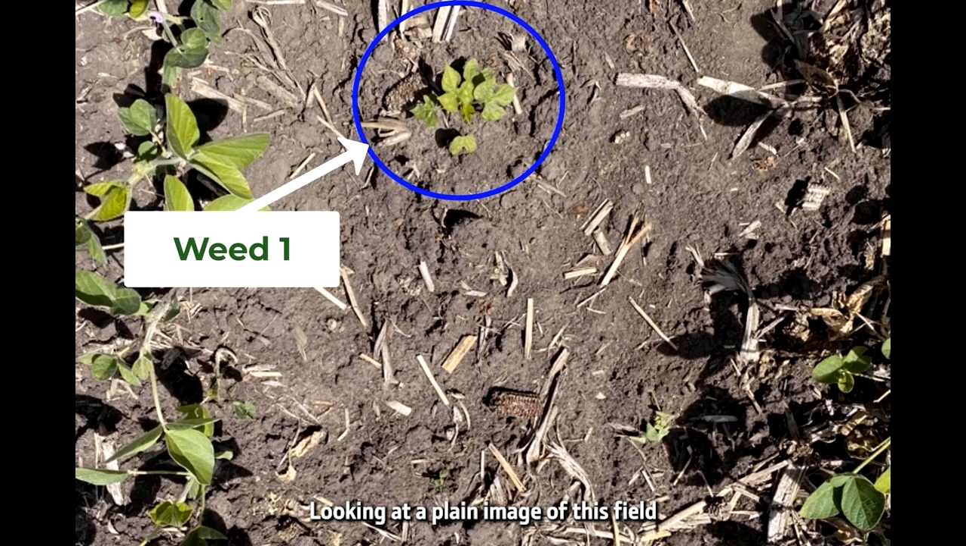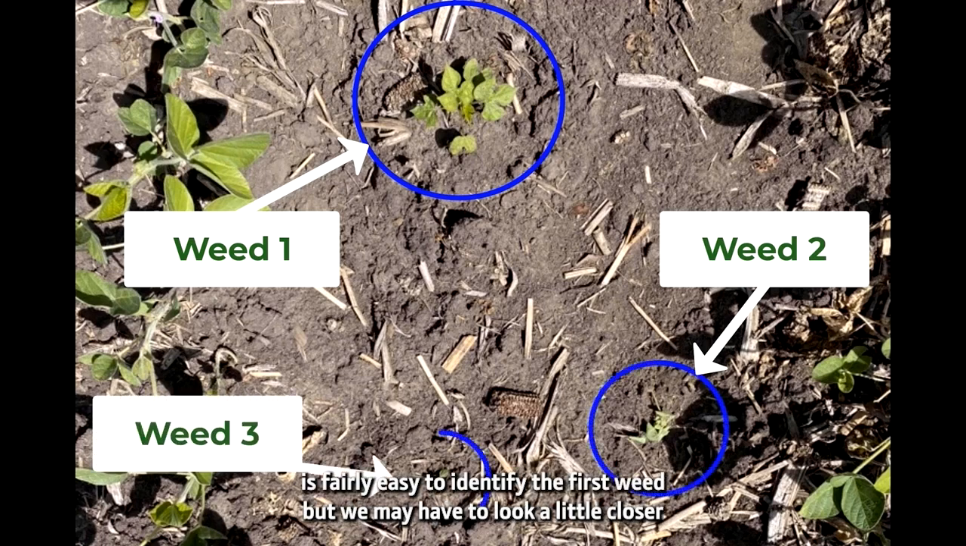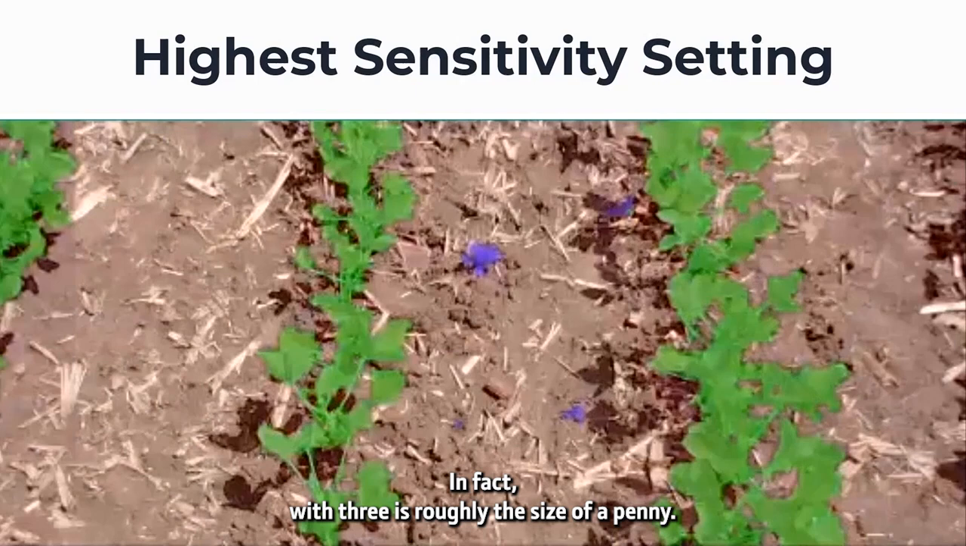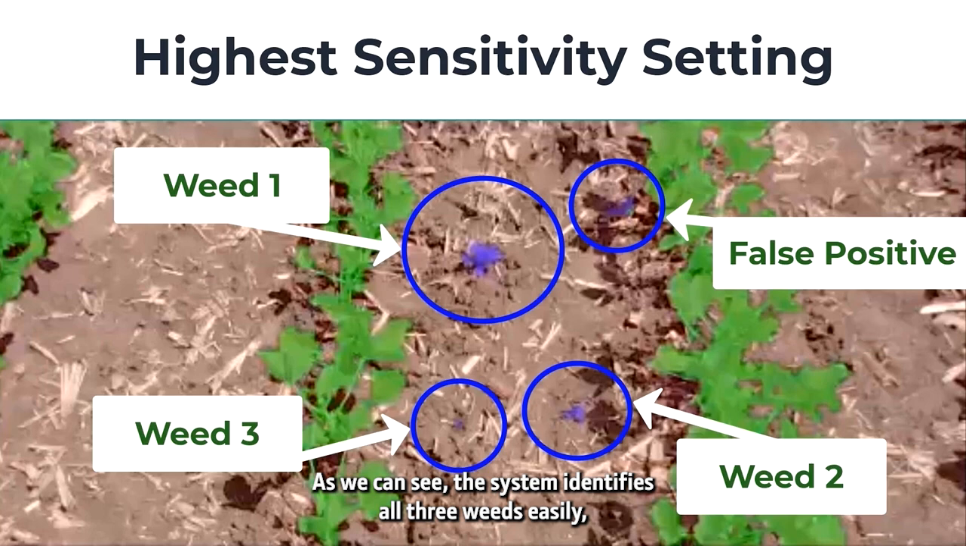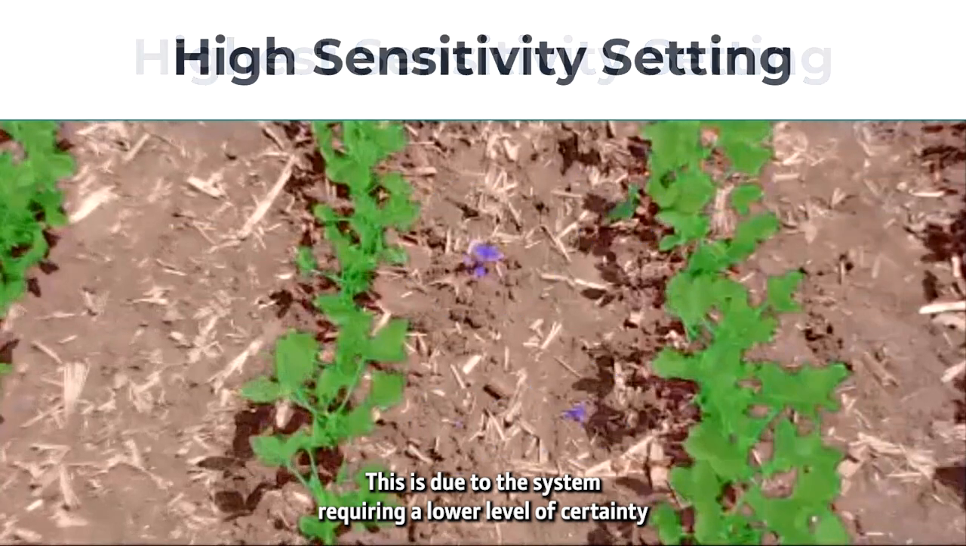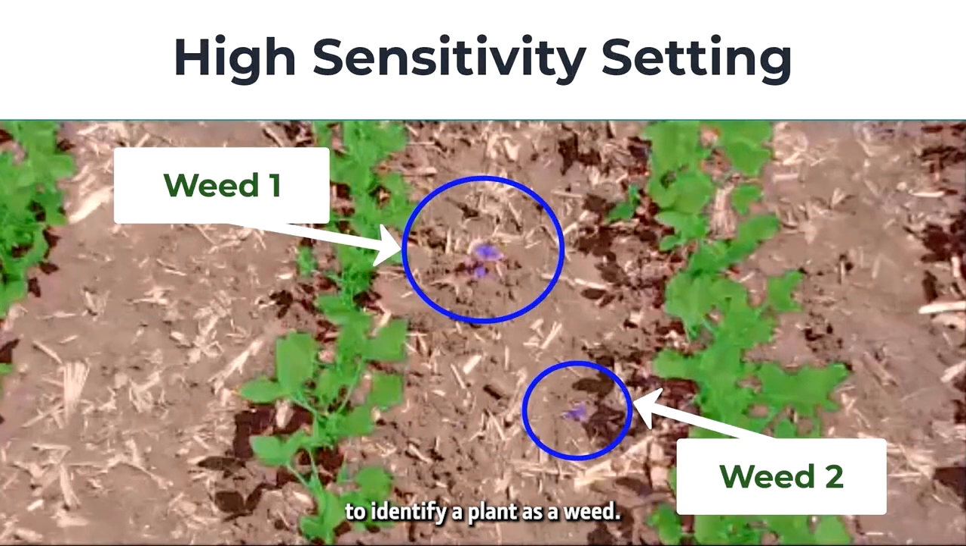Looking at a plain image of this field, it is fairly easy to identify the first weed, but we may have to look a little closer to realize there are actually 3 weeds present. In fact, weed 3 is roughly the size of a penny. Looking at the weeds through the diagnostic tool on the highest sensitivity, we can see the system identifies all 3 weeds easily, but also shows a false positive. This is due to the system requiring a lower level of certainty to identify a plant as a weed.